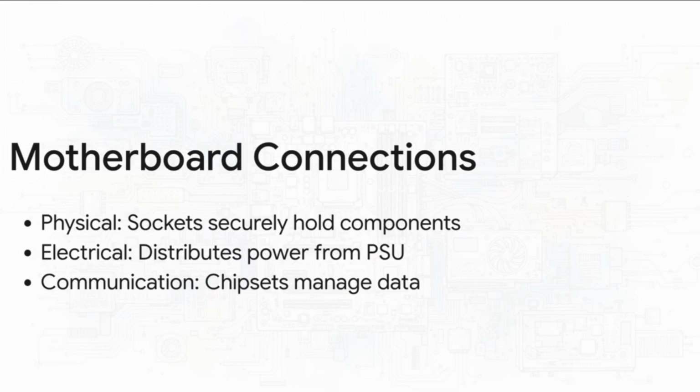The motherboard makes this massive collaboration happen through 3 vital types of connections. First, you have the physical sockets and expansion slots securely holding the hardware in place. Then there's the electrical network, distributing precise, tiny voltages of power from the wall outlet to every individual chip. And tying the whole shebang together are the communication hubs, specialized chipsets like the South Bridge and North Bridge that act as data superhighways across the entire board.